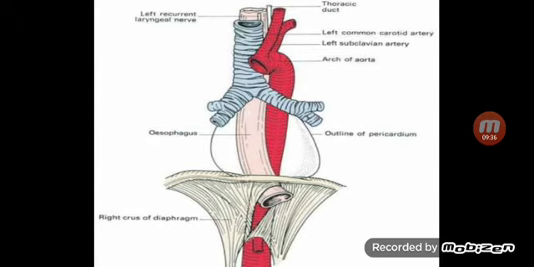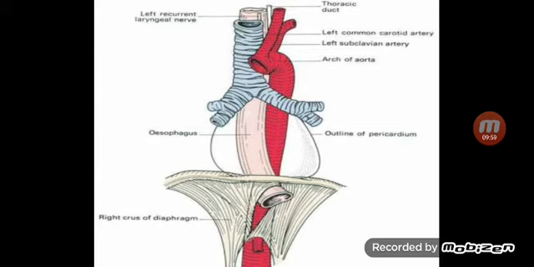So what will happen? The esophagus will pass anterior to the thoracic aorta, crossing it at the level of T8. The esophagus becomes anterior to the thoracic aorta, crossing it at the level of T8.